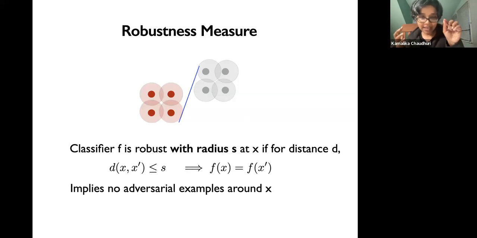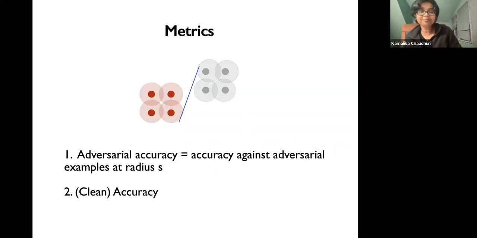So what does this mean? What this means is that you have a point x which comes from your distribution. Maybe it's a legitimate panda image. Your classifier will predict panda in a small ball of radius s around that image. Right? So that is what being robust with radius s means. And what this means is that there are no adversarial examples around x, or at least, within distance s of x.